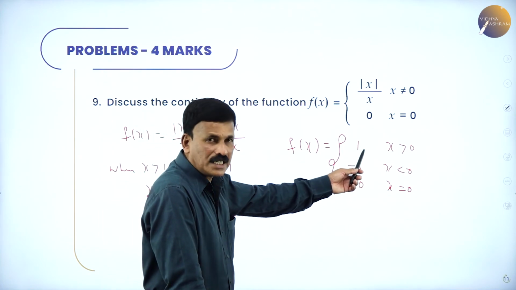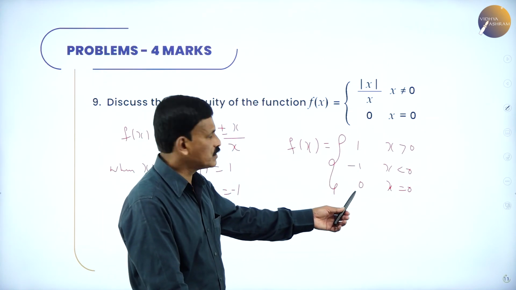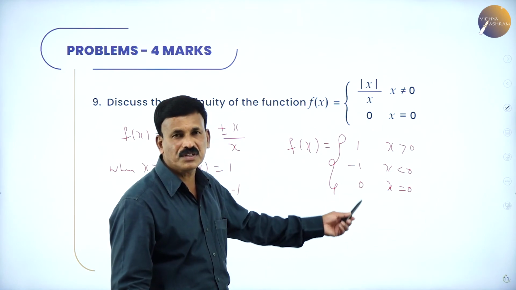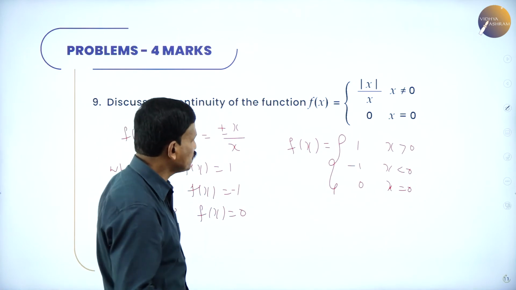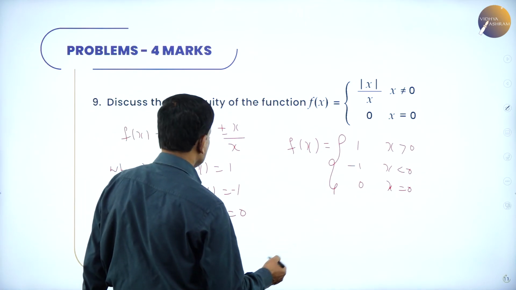See, the right hand limit is 1, the left hand limit is minus 1, and the functional value is 0. Three different values you are going to get. Therefore, this is not continuous, this is a discontinuous function. Let us verify this.